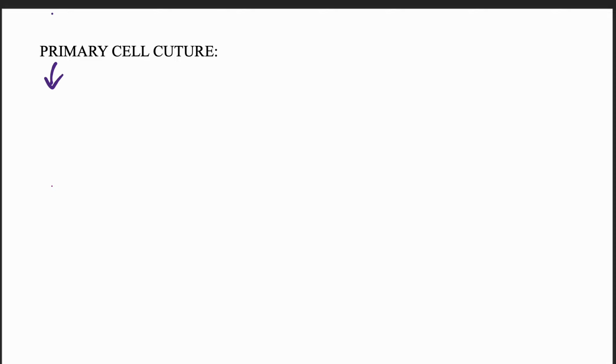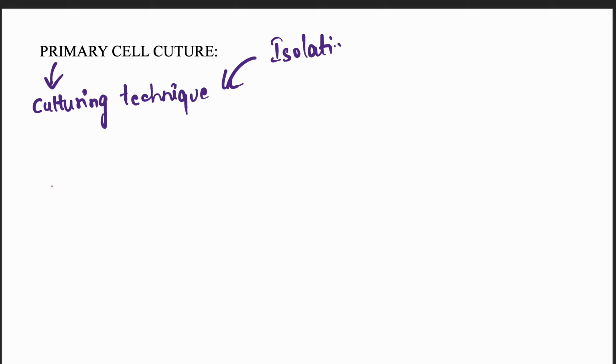Primary cell culture is a culturing technique where culturing of cells takes place, which is carried out after the isolation of cells from tissues, where the cells are isolated from tissues.